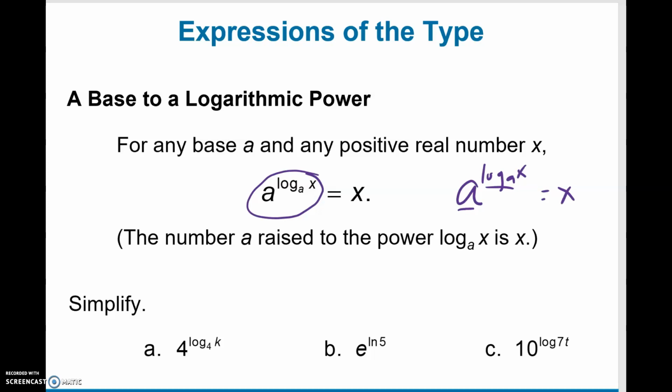So these are all going to be pretty easy. 4 to the log base 4 of k. Okay. E to the natural log of 5. Remember, the base of natural log is e. So that's 5. And here, common log without a base is base 10. So 10 and log base 10 cancel out, leaving you with the exponent, 7t.